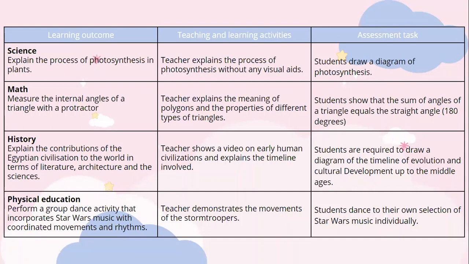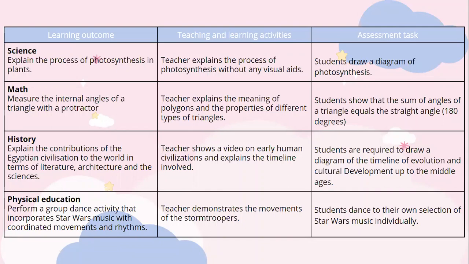How about this math LO? Measure the internal angles of a triangle using a protractor. The action word here is to measure. Does the assessment task enable students to demonstrate the measuring of angles? Also, in the teaching and learning activity, the teacher explains the meaning of polygons and the properties of different types of triangles. Does this activity help students acquire the skills of using a protractor to measure angles? Looks like there are some missing elements in this math lesson.